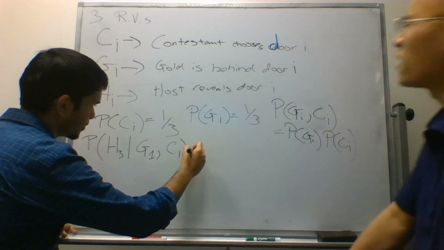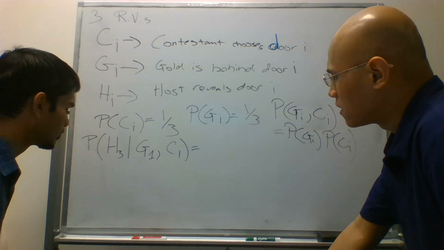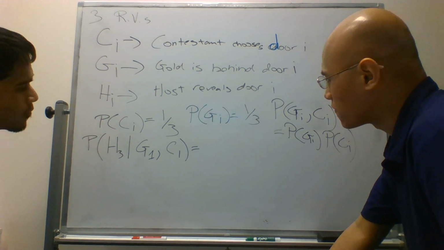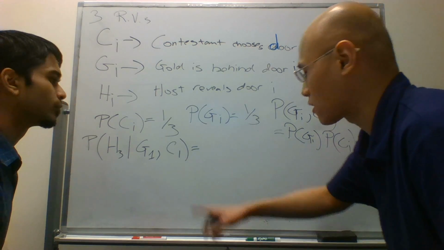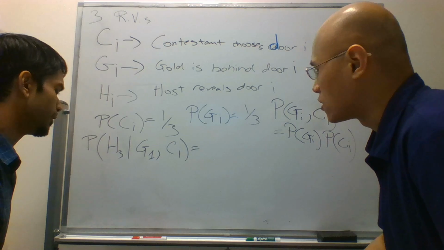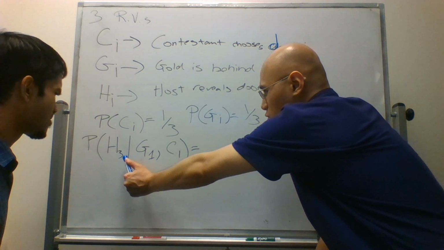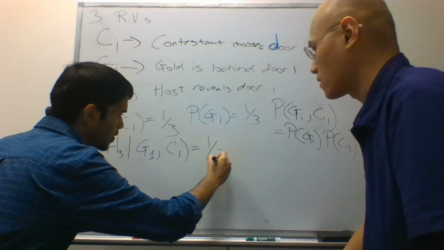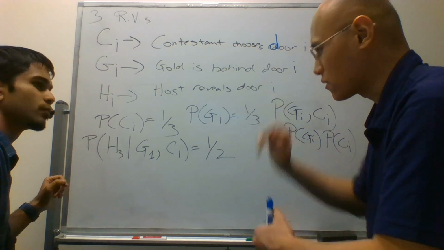So if the contestant chose door 1, then the host has to open a door that reveals trash, which could be any of the 2 remaining doors because the gold is behind door number 1. So if the host wants to choose door number 3, the probability is just 1/2. There are 2 choices. The host can choose either door, so it's 1/2.